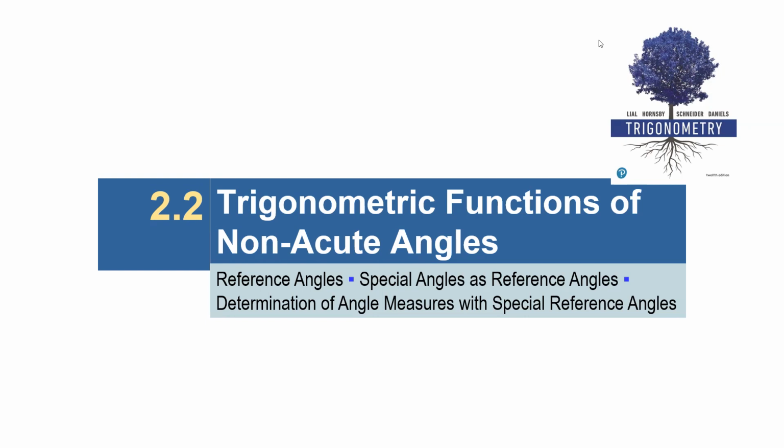Here we go. 2.2 trig functions of non-acute angles. So remember we talked about acute angles means that is less than 90 degrees, correct? Now we're on to non-acute angles, which means angles that are bigger than 90 degrees, okay?